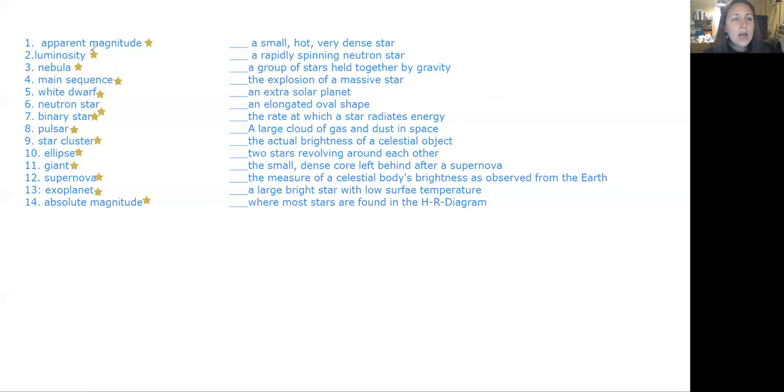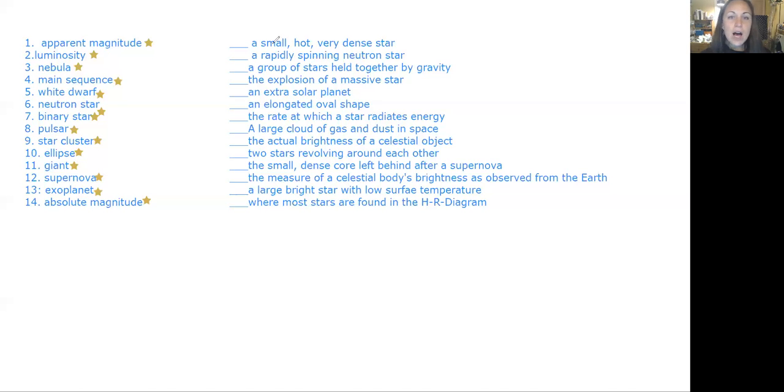So if we look at the definitions that we have over here, the words we have: apparent magnitude, luminosity, nebula, main sequence, white dwarf, neutron star, binary star, pulsar, star cluster, ellipse, giant, supernova, exoplanet, and absolute magnitude.